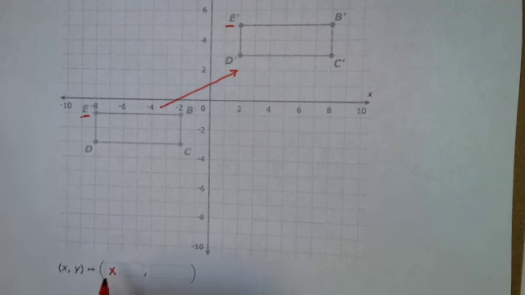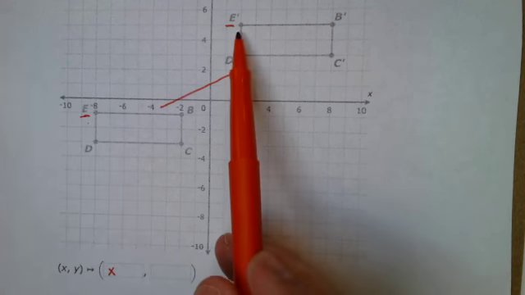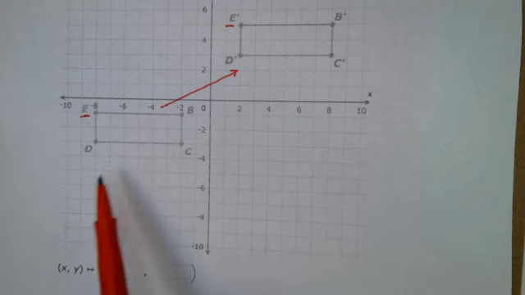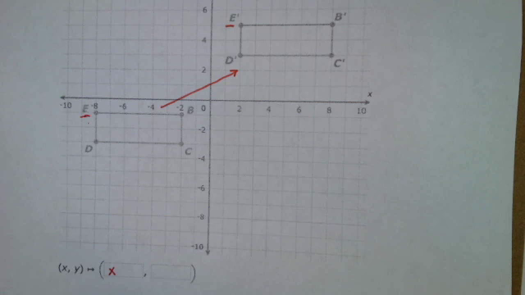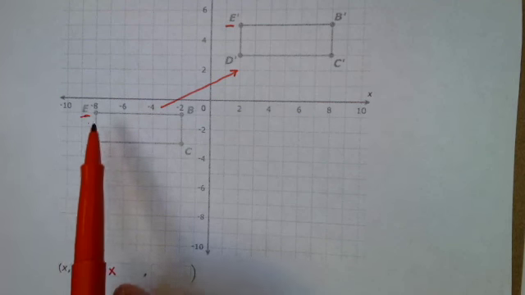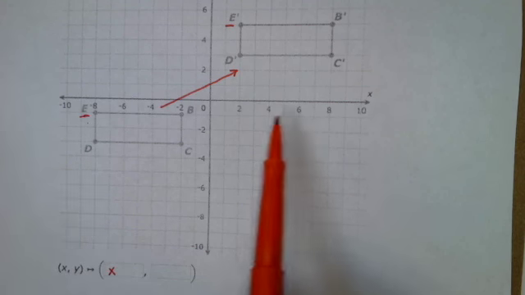So I'm going to write down x. I need to describe how E is moving from here to here, and I only have to pick one point. I don't have to do it for every single point, just one point, because the rule is going to apply to all the other points. If I move from here to here, is it moving right or is it moving left? It's moving to the right.